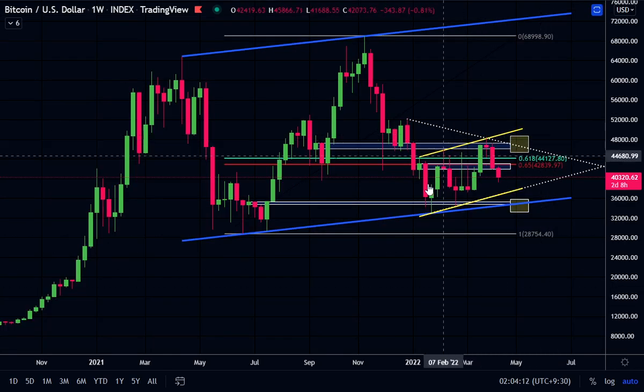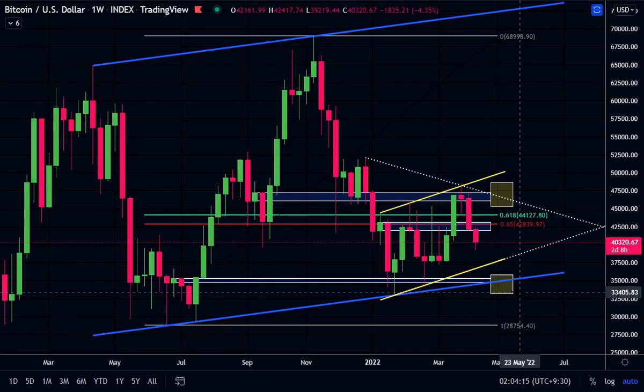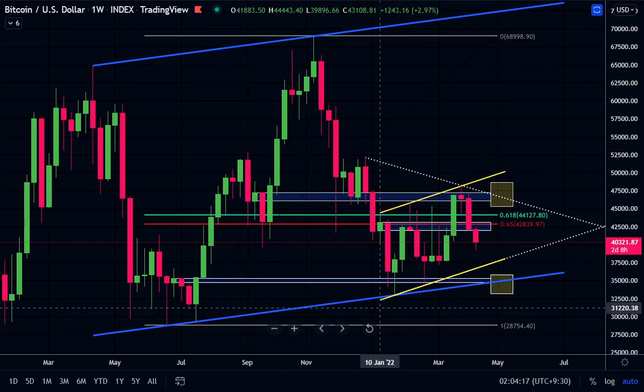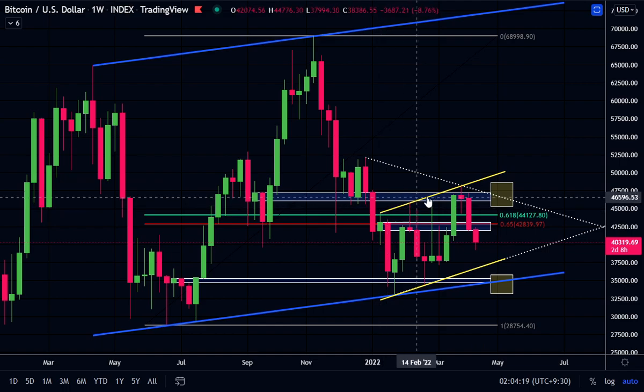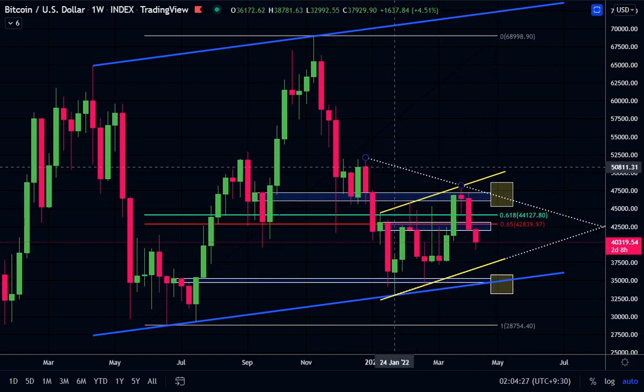And down to the weekly time frame now. We also have drawn in this parallel channel with these yellow lines. We have several touches on the top and several touches on the bottom. This is a confirmed pattern, but we are still watching that triangle pattern as well as this pattern.